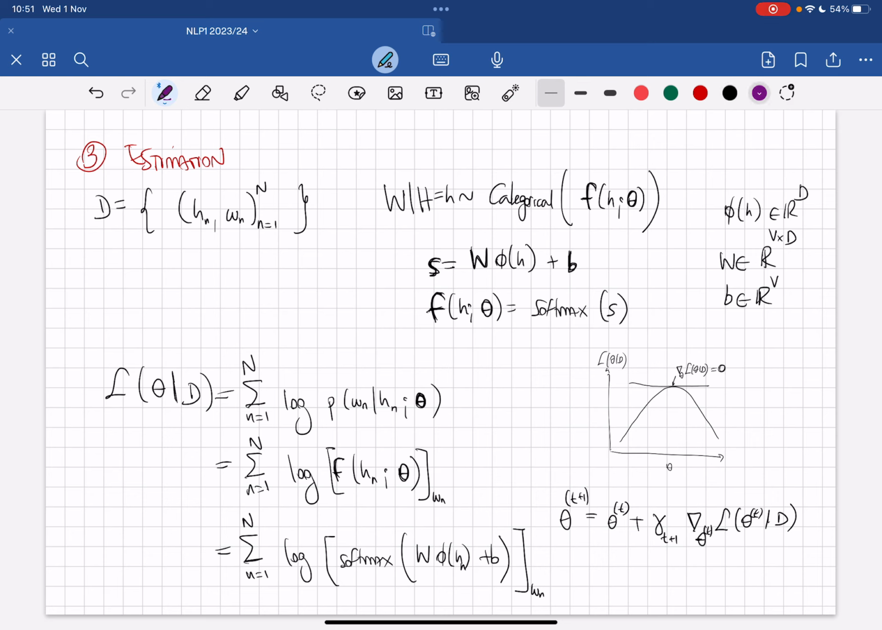And this algorithm works by essentially something like this. If you are here, maybe this is your theta 1. In the next step, you're going to be somewhere higher. Maybe this is your theta 2. And then somewhere higher, this is theta 3. And at one point, you will be here. Maybe this is your theta 100. And it never goes lower than that. It doesn't go down. It's only allowed to go up. So it will converge at an optimum.